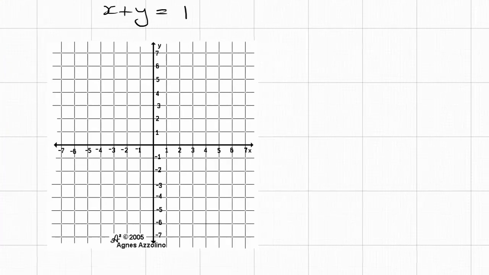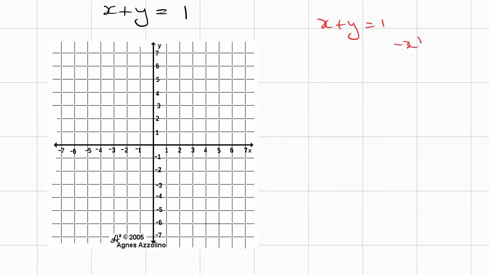What's different about this one? Well, for a start, we've always had something that looks like y equals. This one is not y equals. Well, why don't we make it x plus y equals 1?